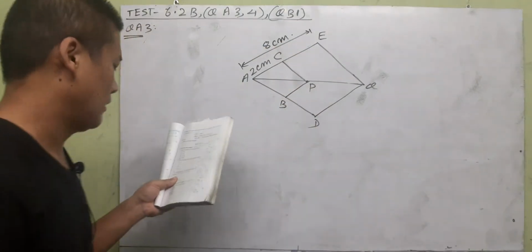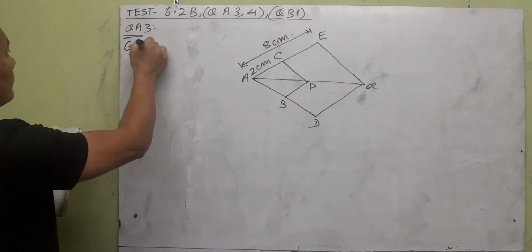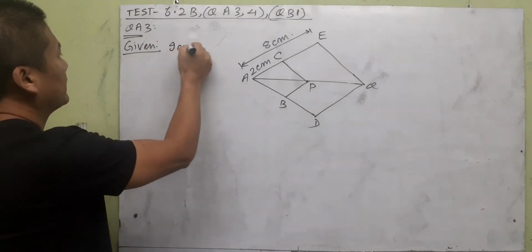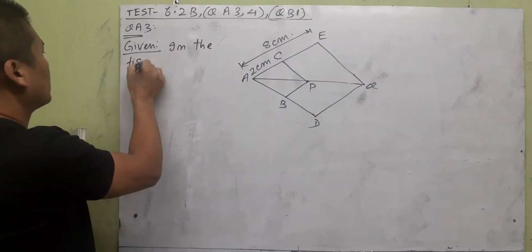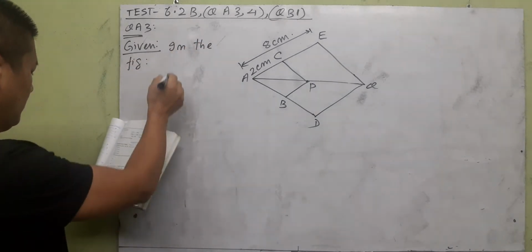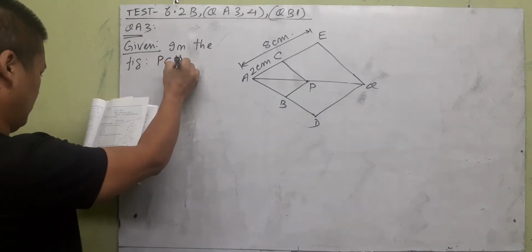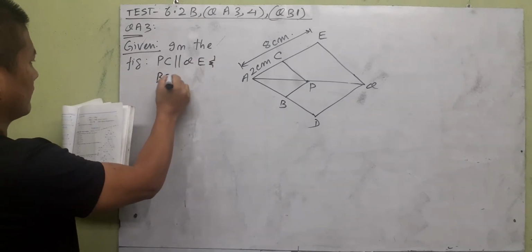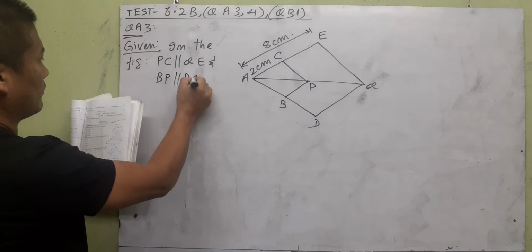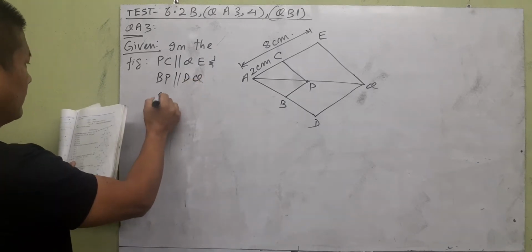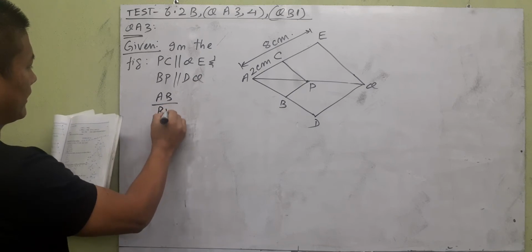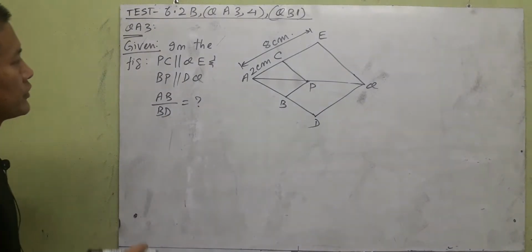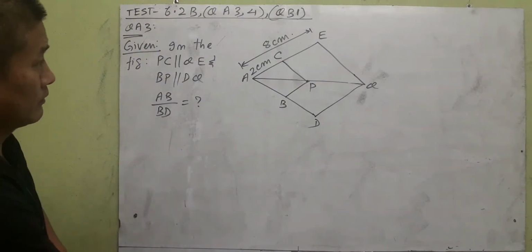This much is given. Okay, so let's write down given, means given in the question. Okay, in this figure that is drawn just now, PC is parallel to QE and BP is parallel to DQ, and we have to find AB by BD equal to what? This is our question, and there's a multiple choice given. After we solve, we'll get that. Now let's start with this.